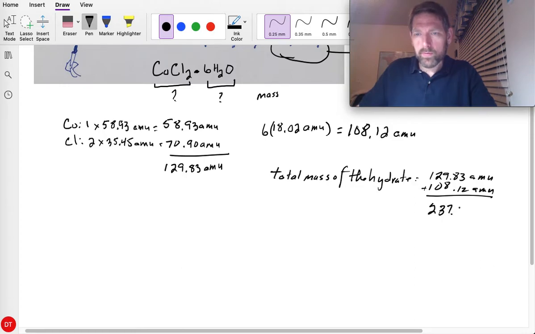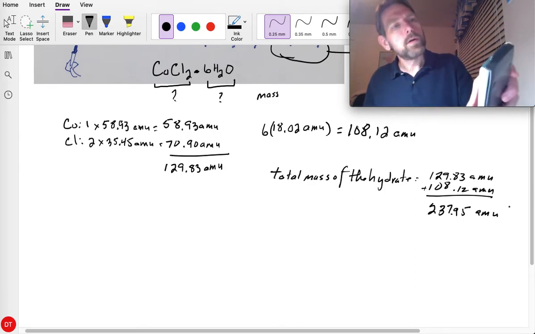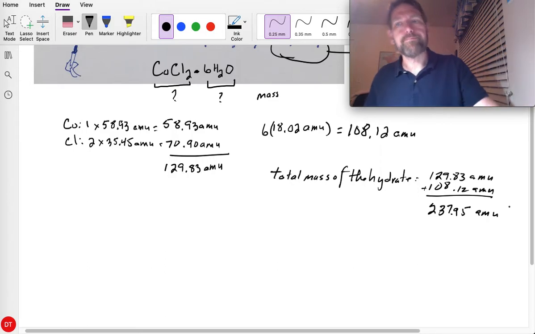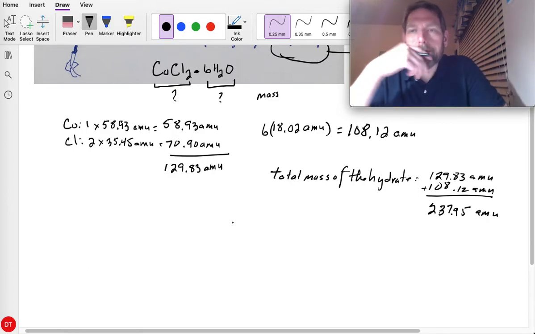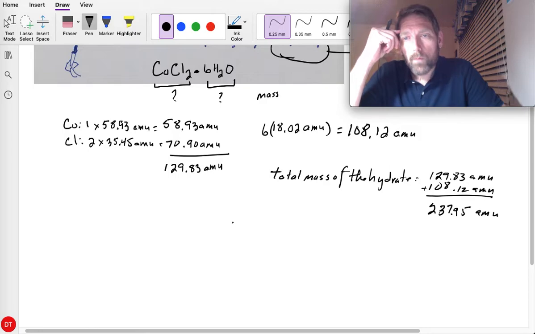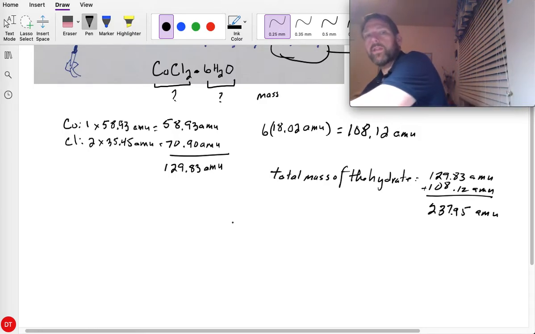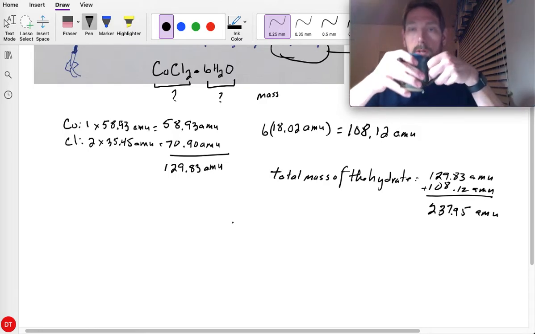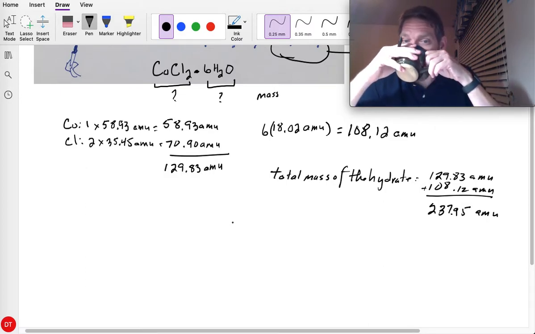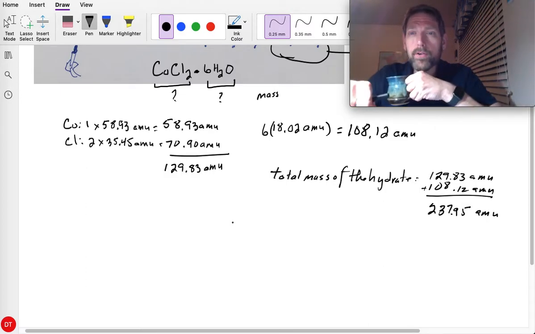We all have seen that I can rush this, and I tend to make some mistakes, but I'm pretty sure I'm right on this one. Yep, I included the 9 this time. All right, so now let's think about this for a second. We've got 129.83 out of the 237.95 that is the cobalt 2 chloride. We have 108.12 out of the 237.95 that is water.